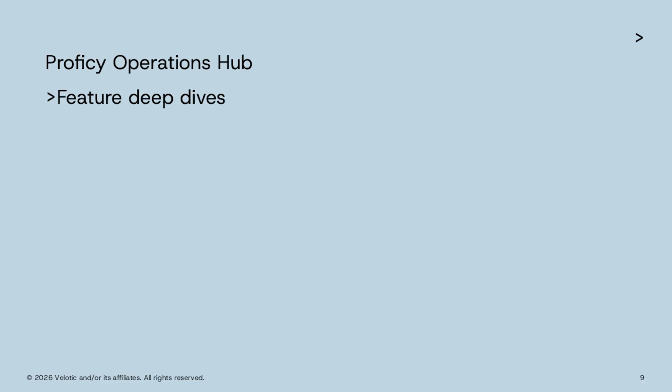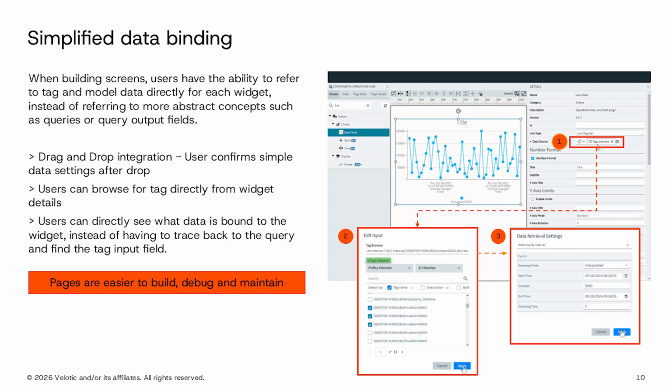Okay, so now we're going to go to the next level and take a look at each of those features that we mentioned earlier. We're going to start off here with simplified data binding. For folks who have worked with Operations Hub data and page building before, you might know that one of the elements that we work with as you build your pages is called queries. This is the mechanism that we use in the background for you to be able to interact with your data, whether you're using a REST call, hitting a SQL stored procedure, or trying to get data through OPC UA.